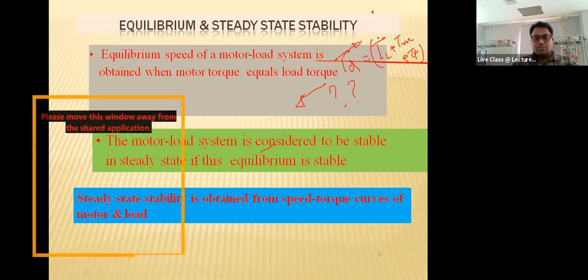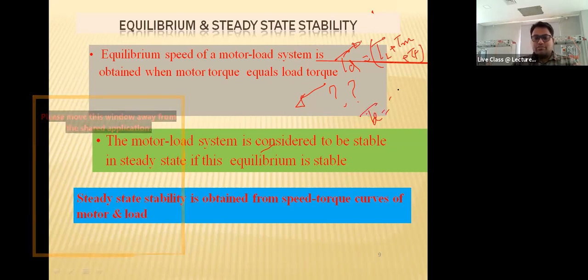Don't you feel so? If you have two equal forces 180 degrees apart, then what will happen? It will be at rest or at constant motion, constant speed. Similarly, when the developed torque equals the required torque, a constant speed comes up. So that is called steady state stability.